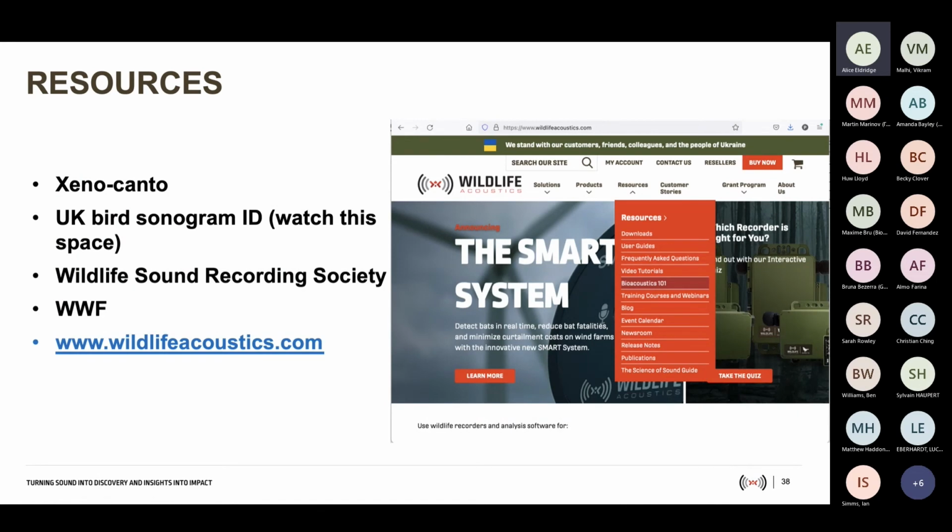I'm just about done, so I just want to point to a few resources we've spoken about today. Xeno-canto, brilliant resource. Go onto the Xeno-canto website. It's got every call of every bird in the world you can imagine, from every part of the world. It's an amazing resource, and it's a wonderful community. If you record bird sounds, put them on there. People will help you out, help you identify them and things like that. So go there. UK Bird Sonogram ID: watch this space. Myself and Carlos might be working on something. It's supposed to be out this year, but Carlos isn't here, so it might be next year.